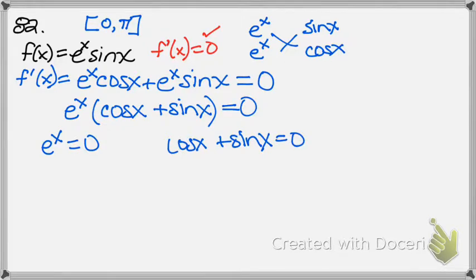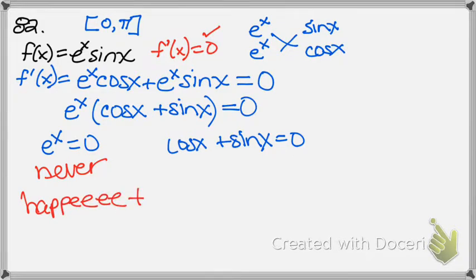Okay? E to the x, when will that equal 0? Never. Happy E is always positive. Happy, always positive E. We like happy, positive people. Never going to be 0 and never going to be negative, so that gave me nothing, which is very convenient.